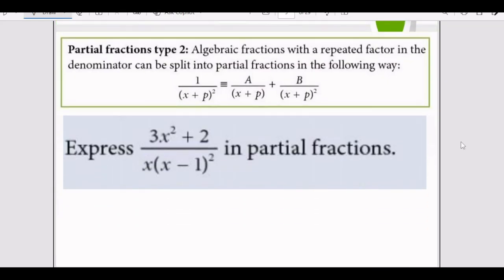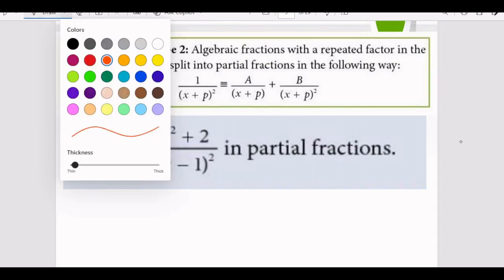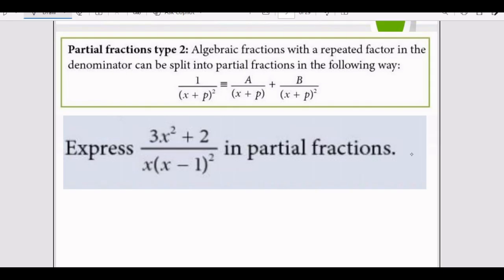Now the next type, there is type 2 partial fraction. So for that type 2, we again will look at the denominator. As you see, in the denominator we have a repeated root. Whenever you see a square on the expression, that is a repeated root, so it has the same root. So an algebraic fraction with a repeated factor in the denominator can be split this way: A over x plus p, then B over (x plus p) square.